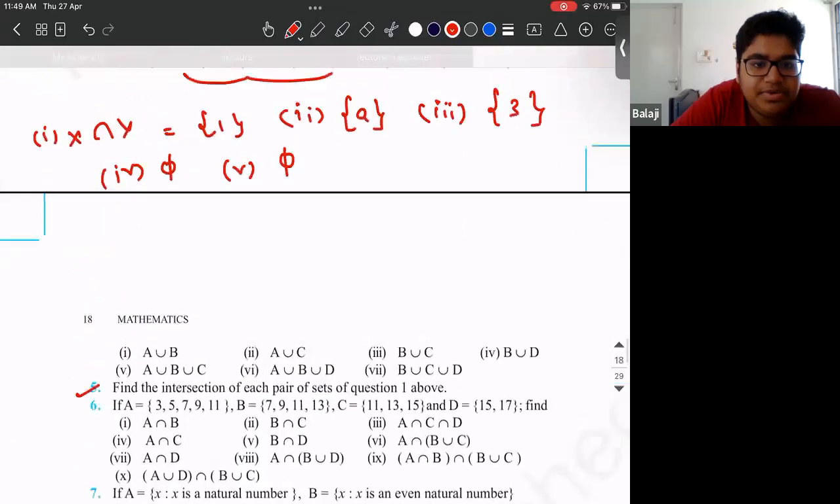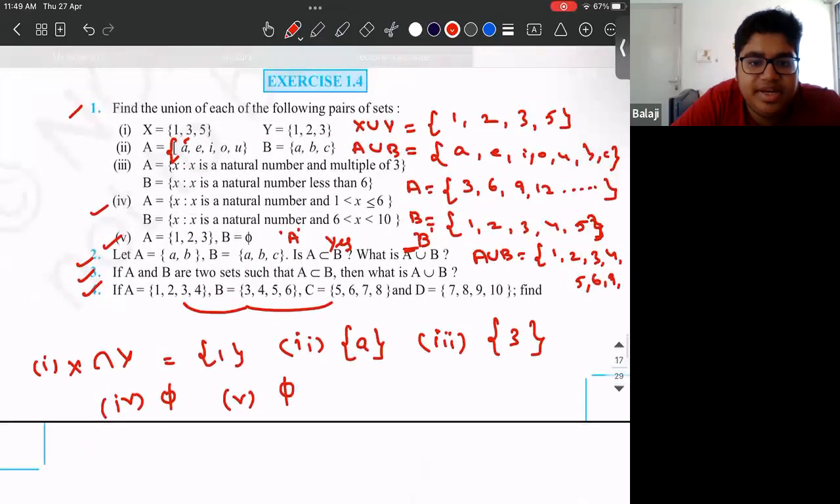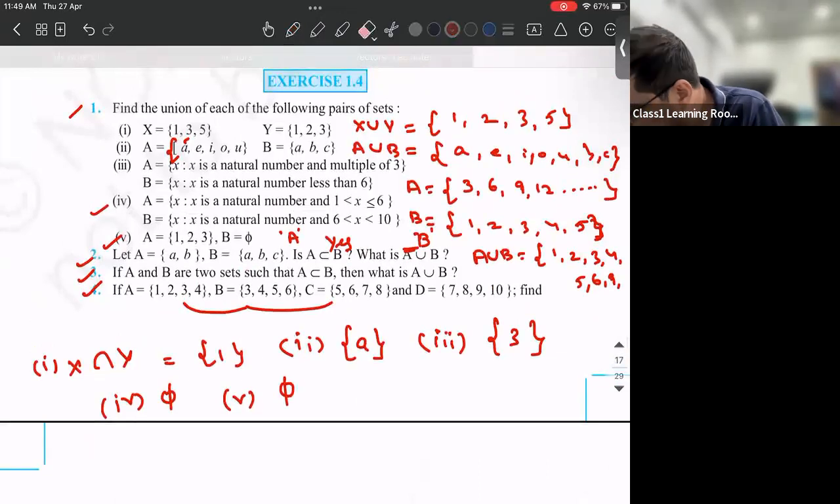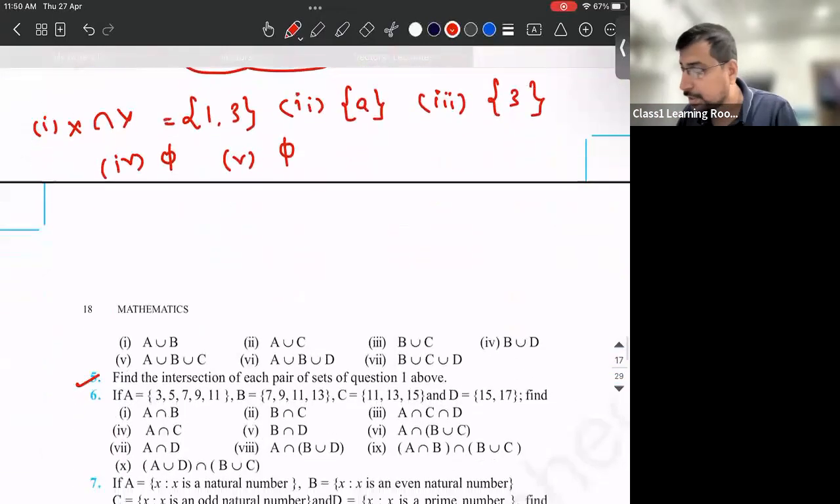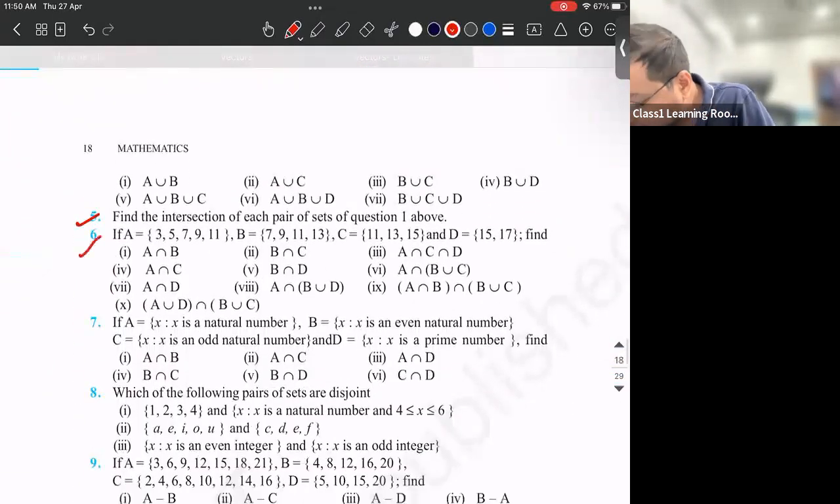Sir, in the previous question, for the first one, it's 1 and 3, right, sir? 3 is there, no? Yeah, it's 1 and 3. It is 1, 3. Correct. So that we missed. Okay, Balaji, tell me sixth one.